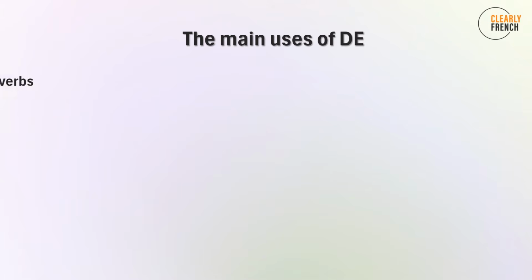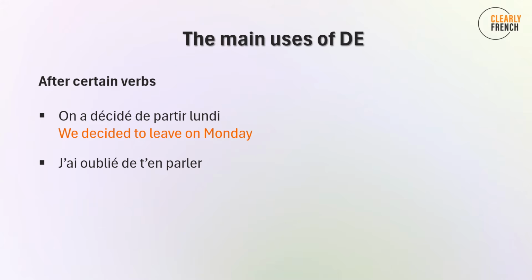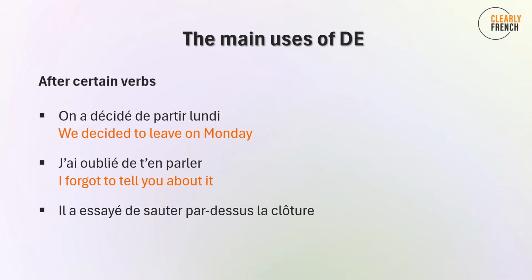You will also find de automatically after certain verbs. On a décidé de partir lundi. We decided to leave on Monday. J'ai oublié de t'en parler. I forgot to tell you about it. Il a essayé de sauter par-dessus la clôture. He tried to jump above the fence.